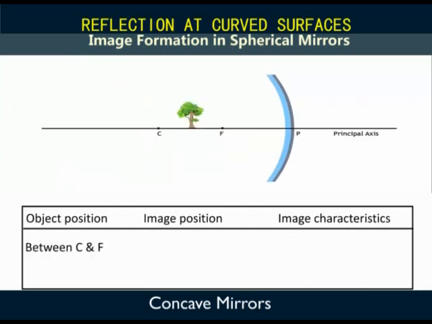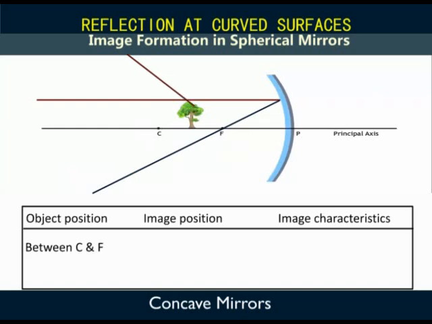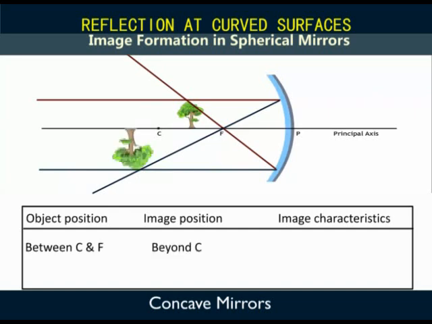Now an object between C and F. First ray, a ray parallel to the principal axis. This is reflected through F. Second ray, a ray incident through F. It emerges parallel to the principal axis. The image is formed beyond C. It is a real image, inverted and magnified.